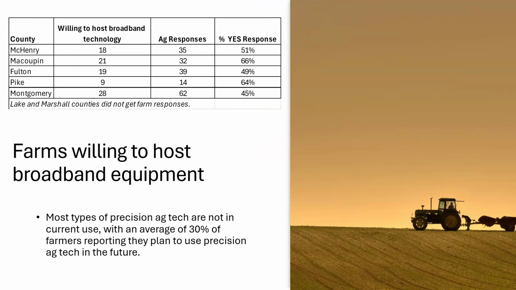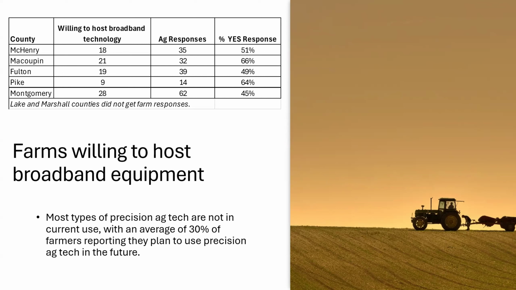Here's the farms willing to host the broadband equipment. Most types of precision ag tech are not in current use, with an average of 30%, give or take, up to half in some of the counties that say they plan to use certain precision ag tech in the future. And the breakdown is there in your reports on current and hoping to use certain types of precision ag tech. And then, of course, the willing to host.